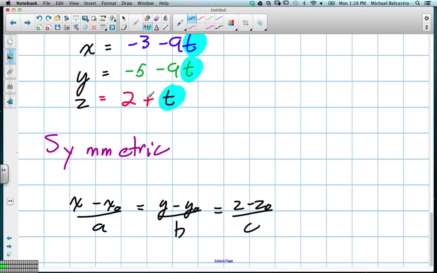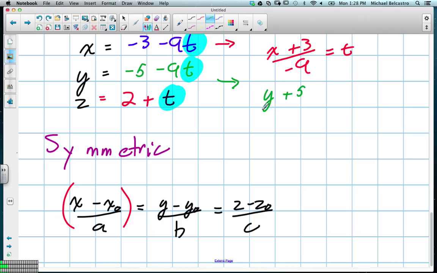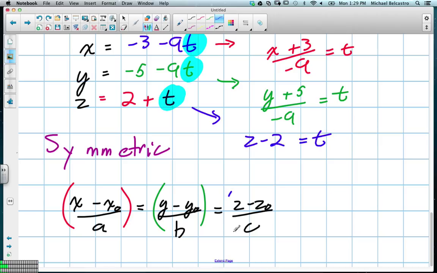A quick way to do this is to take each of our parametric forms and set it equal to t. So, in our first one, we would bring x plus 3 divided by -9 would give us a t value. So that would be our first form. In our second one, we would get y plus 5 divided by -9 is equal to t. That would be our second form. And finally, our last one would be z minus 2 is equal to t. That would be our third form.